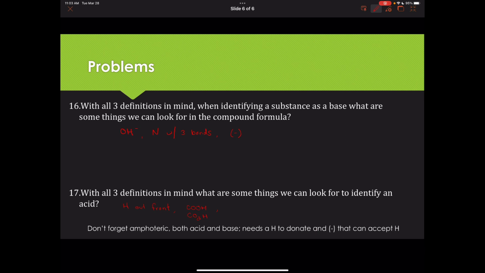In the case of a Bronsted-Lowry acid, they can release hydrogen, and in the case of Arrhenius acids, form hydronium. We could have positive charge, so that brings in our Lewis acid definition. Or we could, again, see things like our BF3 or our non-metal oxides. Now, also recall that we have amphoteric compounds. Amphoteric compounds can be both acids and bases. To be amphoteric, they need a hydrogen they can donate, and they need a negative charge that can accept hydrogens.